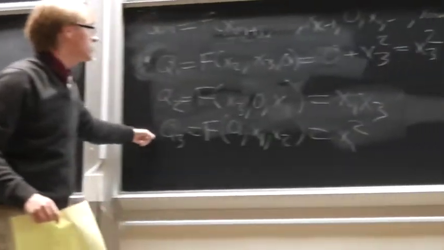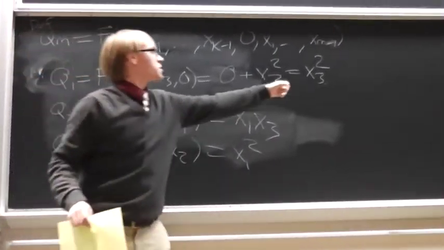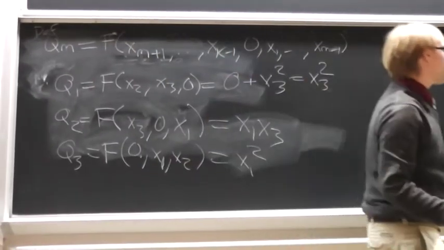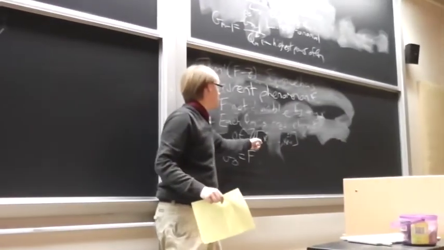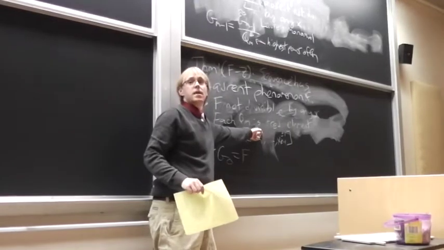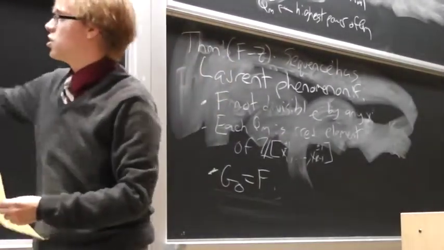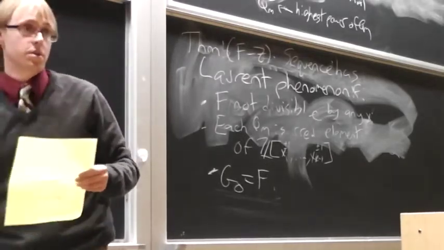is not divisible by any xi. We're good. So these q's, so we have x3 squared, x1, x3, and x1 squared. These are all units in the ring because we're joining both x1 and its inverse, x2 and its inverse, x3 and its inverse. So these are all units in that ring, and so they're all irreducible.